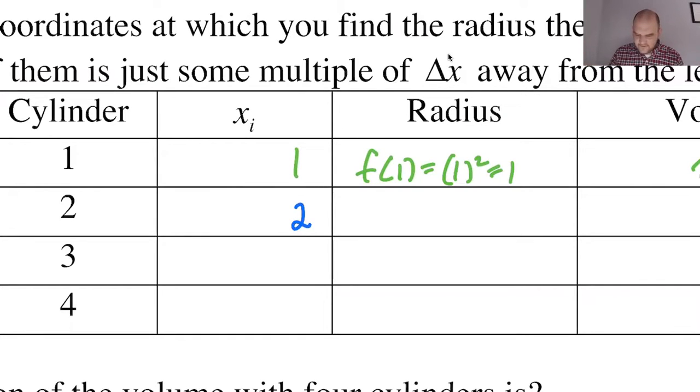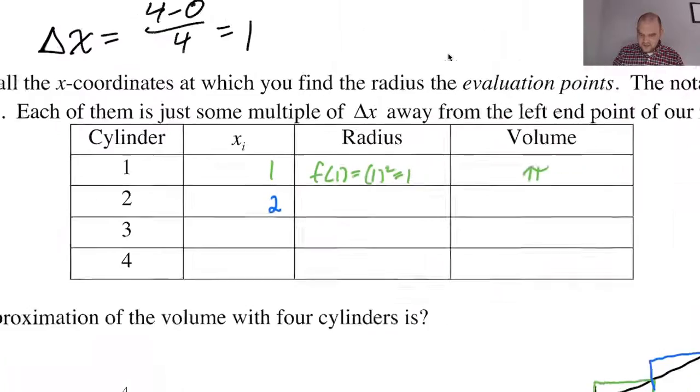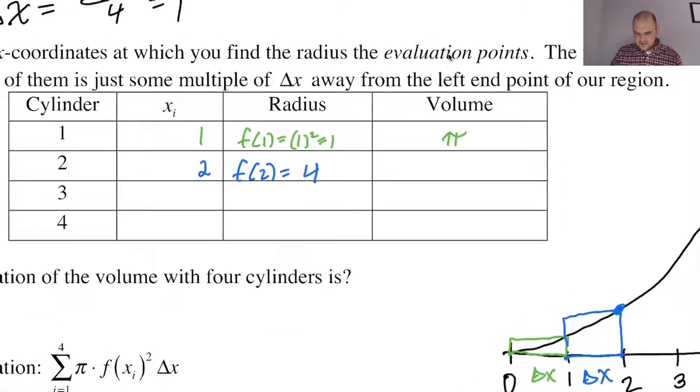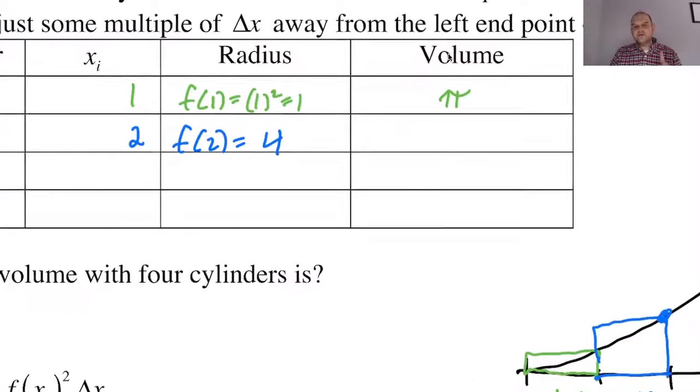Here, our radius, right? We get to 2 and plug it into the function because it's a radius, and then it's going to go around the x-axis. So it's going to be f of 2, which is 4. That's our radius. And then the volume is pi r squared h, so 16 pi times 2, so 32 pi.